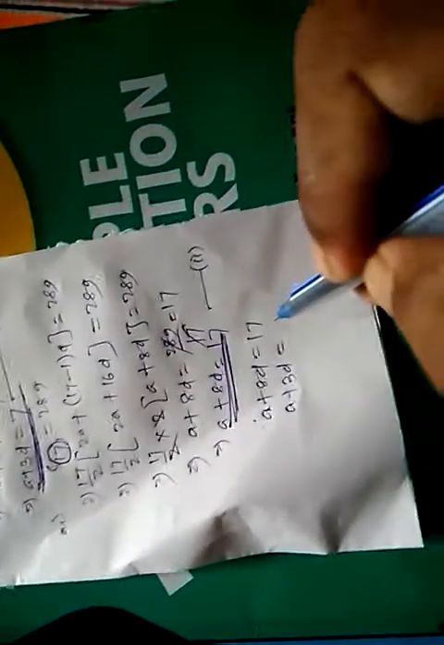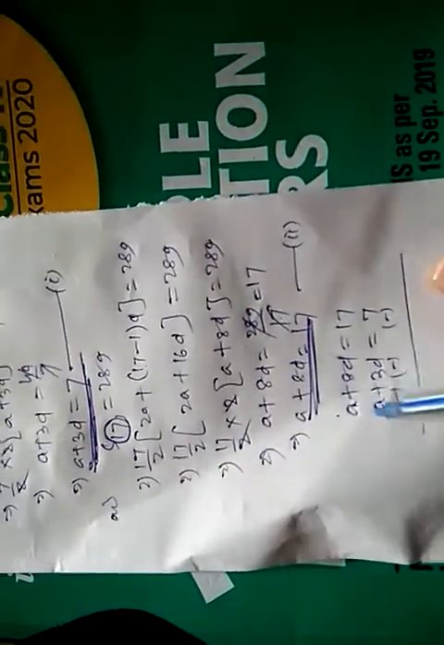Now you have two equations: a plus 8d equals 17, and a plus 3d equals 7. You have to solve them. Now subtract: a cancels, so 5d equals 10, and d equals 10 by 5, that will be 2.